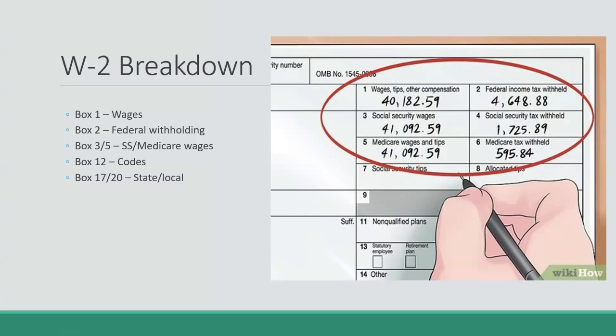Three and five are the same. Social Security and Medicare wages are the same. But they're different from box one. As in our first example, all of the wages were the same. So box 12 is going to tell us what codes, and then 17 through 20 are state and local. And all of this information is needed when we prepare returns.